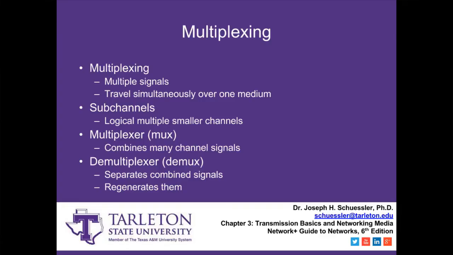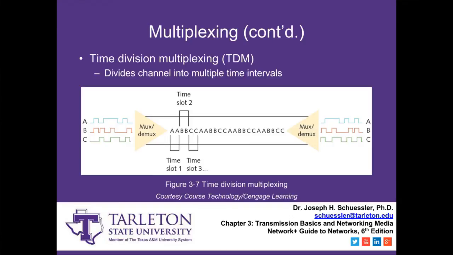Multiplexing basically breaks things up in terms of subchannels. You have a multiplexer, you have a demultiplexer. So those subchannels are logical, multiple smaller channels. So those are individual subchannels that you have. The multiplexer is a device that combines, on one side, all those channel signals, and then on the other end, you need to be able to break those signals back out to the individual systems that they need to go to.